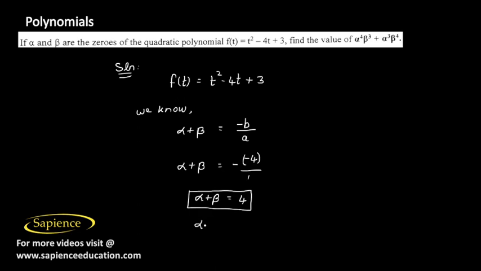Next, the second relation is product of the zeros is equal to constant by coefficient of t square. So that will be equal to the constant term in this polynomial, which is 3, and the coefficient of t square is 1. So product of the zeros is 3 and sum of the zeros we found out to be 4.